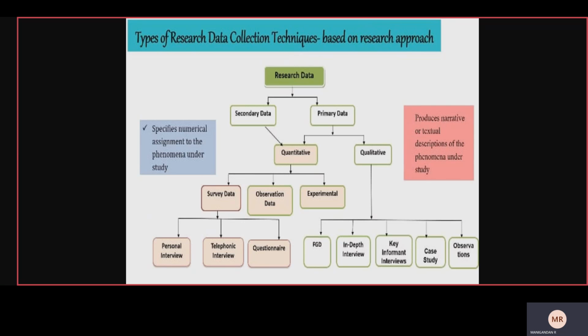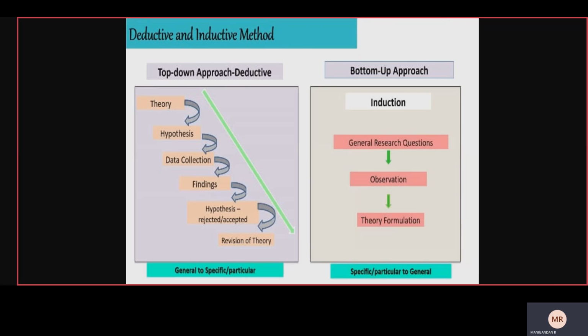Okay, and the deductive and inductive methods. First of all, what are the deductive and inductive methods? Why do we need to use them in research? It can be based on two approaches. One is the top-down approach, which is followed by the deductive method, and the bottom-up approach is used by the inductive research method.